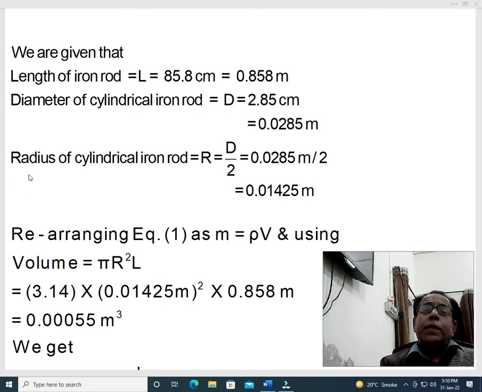Now we come towards the radius of the cylindrical iron rod, equal to R. We know that radius is always half of the diameter, so R will be equal to D by 2, equal to 0.0285 meter divided by 2, which alternatively becomes equal to 0.01425 meter. Okay.